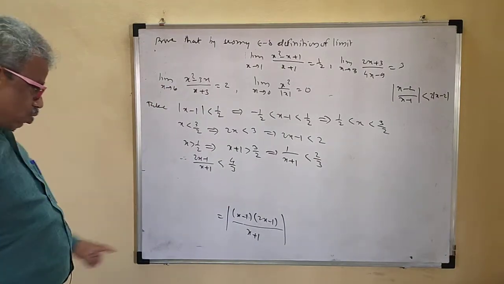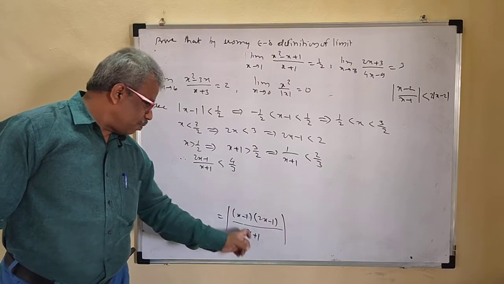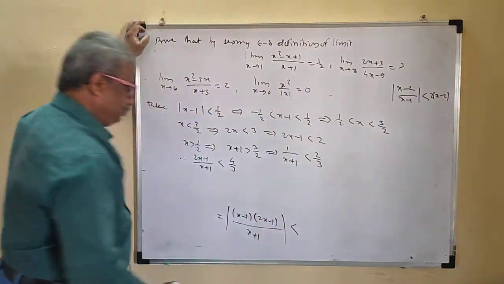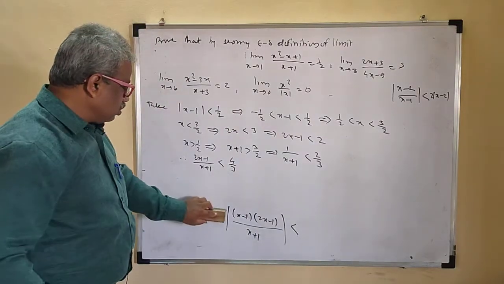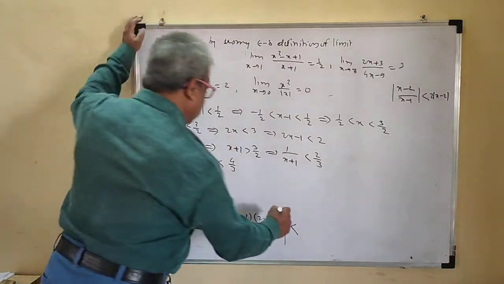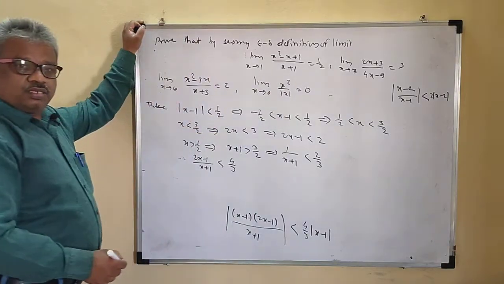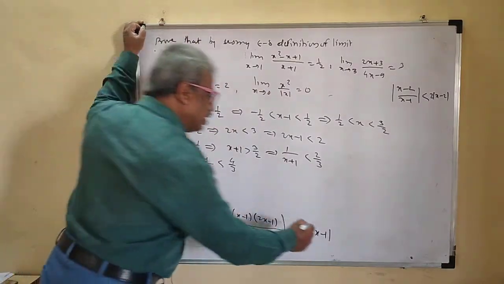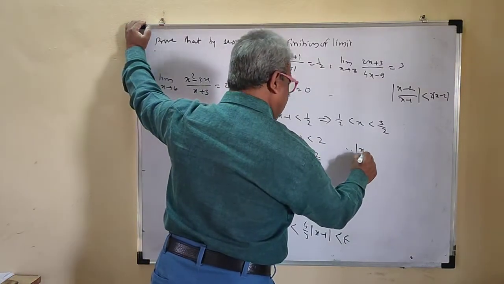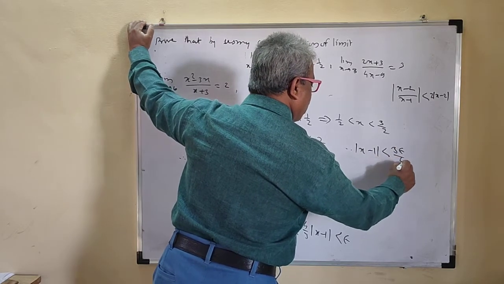See, you got this. This is f(x) − 1/2. Just we multiply this, therefore this is less than 4/3 times |x − 1|. We have to multiply only by |x − 1|. And this is less than ε. So therefore |x − 1| is less than 3ε/4.